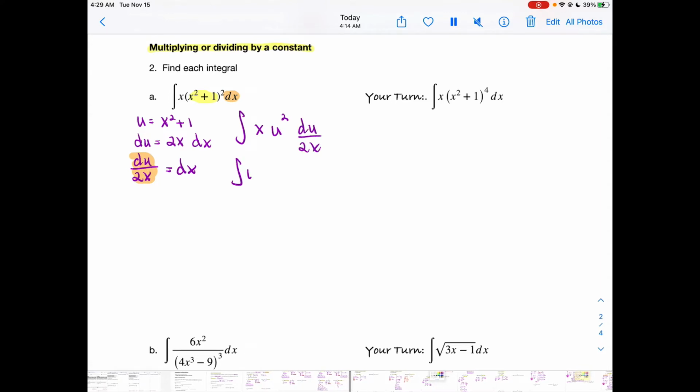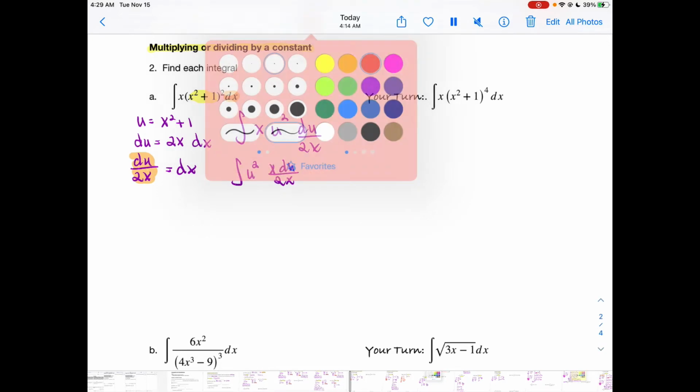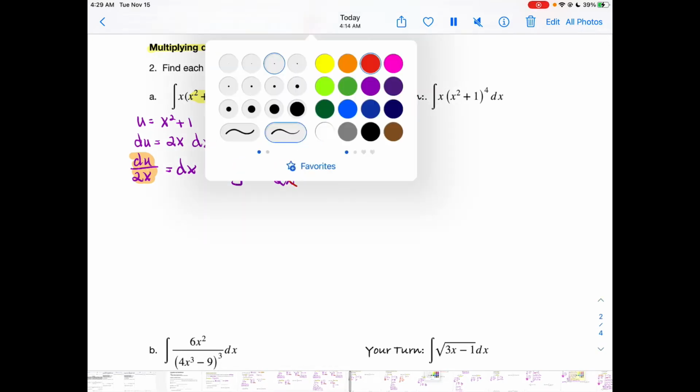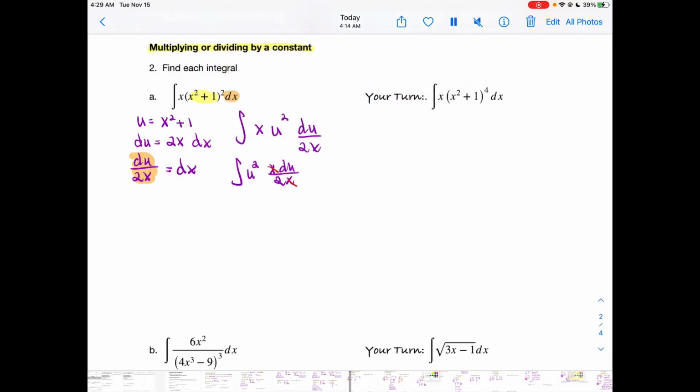And then simplify down. So I'm going to combine my like terms. So the x and the du over 2x are common, so I'll put those together. And then notice I have x in the numerator, x in the denominator, so I can cancel that out. And so this actually just becomes the integral of 1/2 u squared du. And now I have it all in one variable, so I can finally integrate.